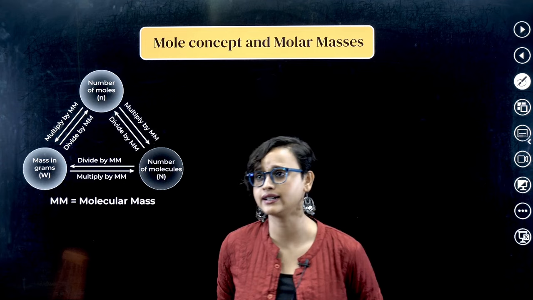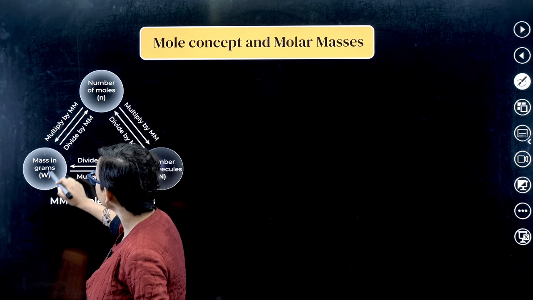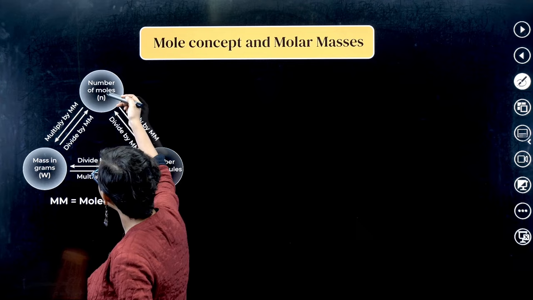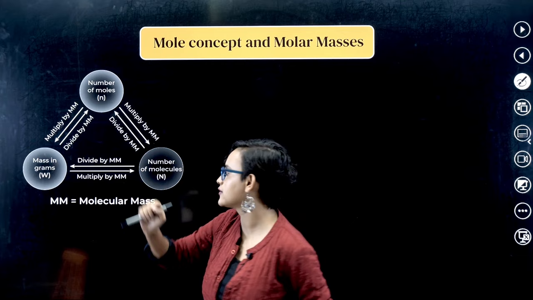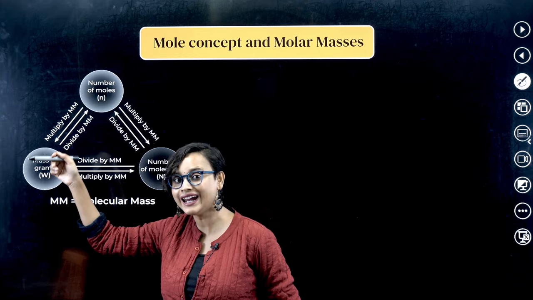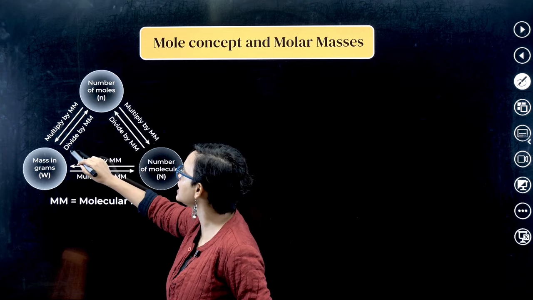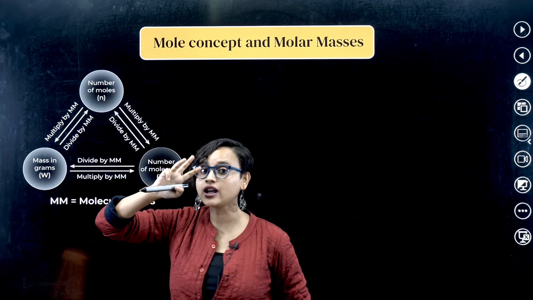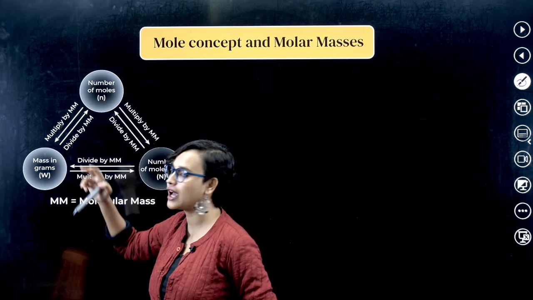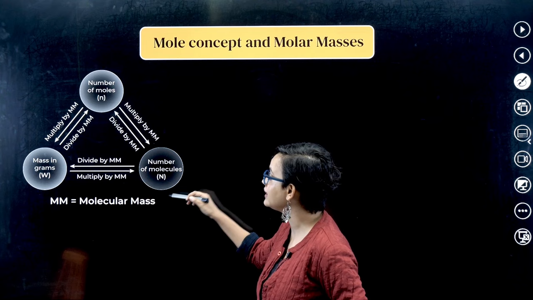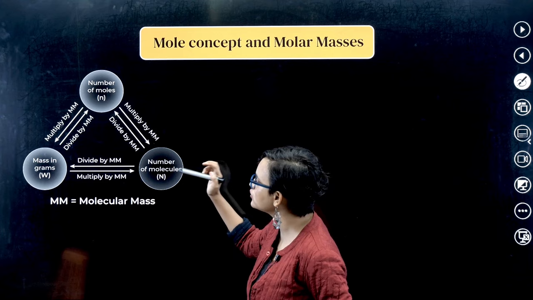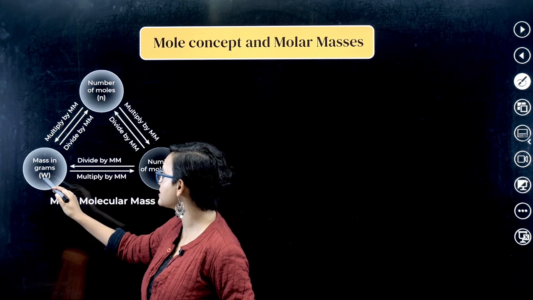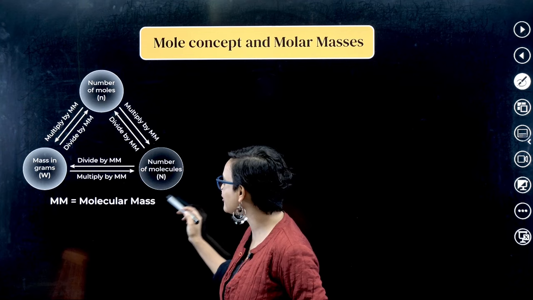Now this is a diagram from where you can remember all of it. If you are given mass in grams, W, then you divide it by molar mass and you get the number of moles. In numericals, if you are given 69.008 gram of sugar, find number of moles, just divide by molar mass. If you are given 3 moles of sugar and asked to find mass in grams, multiply by molar mass. If you are given number of moles and asked to find number of molecules, multiply by Na. If you are given number of molecules and asked to find number of moles, divide by Na. If mass in grams is given and you have to find number of molecules, first divide by molar mass, then multiply by Na. If number of moles is given and you have to find mass in grams, multiply by molar mass.